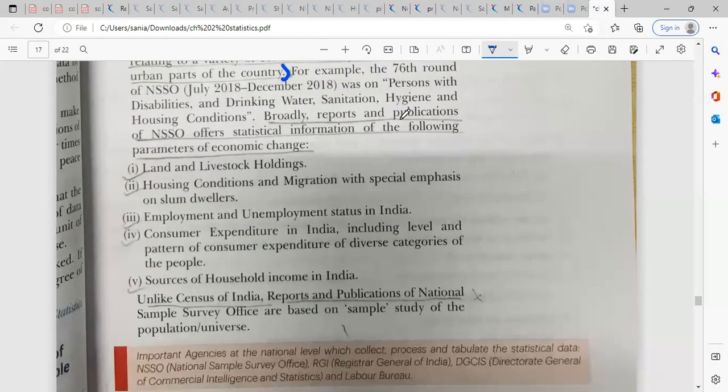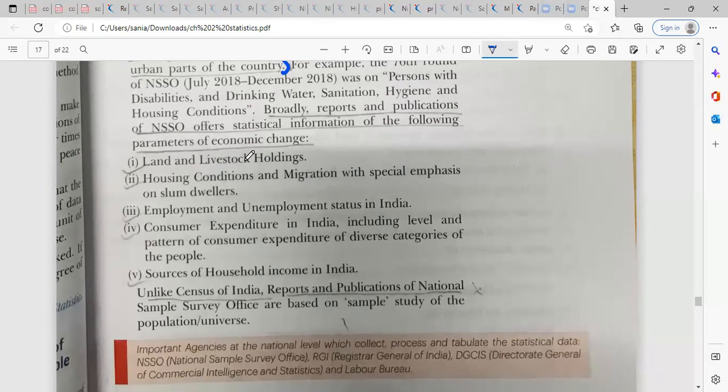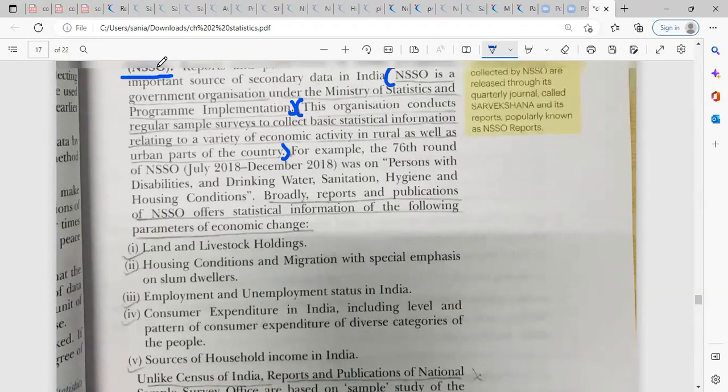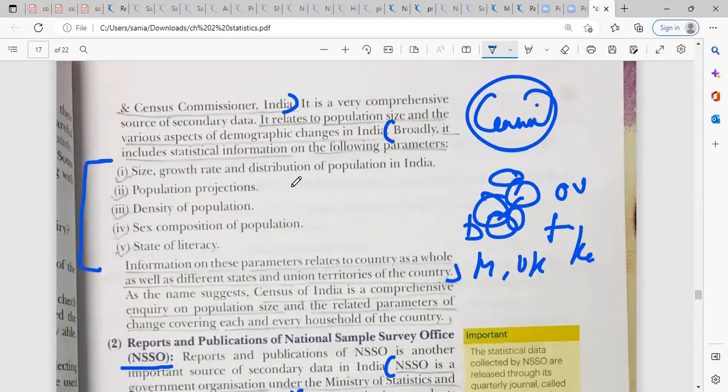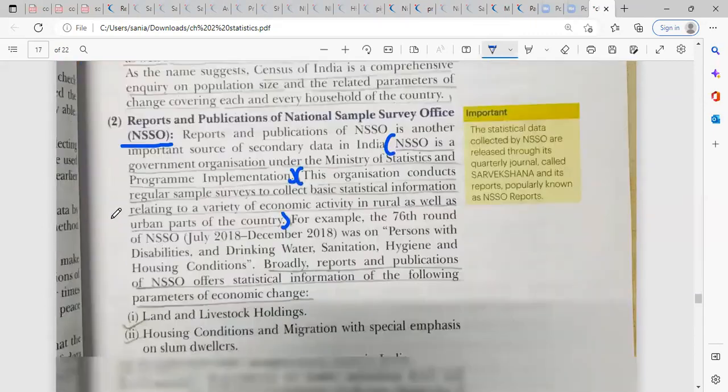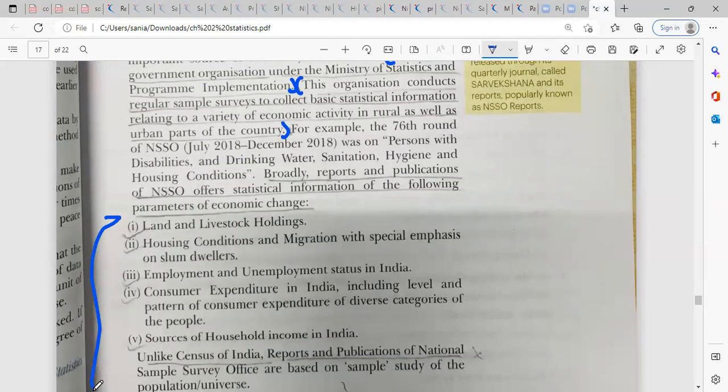Clear? Broadly, the reports and publications of NSSO give statistical information on the following. If you want a report on land and livestock holding, household conditions and migration with specific emphasis on slum dwellers, employment and unemployment status in India, consumer expenditure in India, including level and pattern of consumer expenditure of diverse categories of people, and sources of household income in India, you should go for this. But if you want to collect data related to population, population density, sex composition and all that, you should go to the Census of India, the census report. But if you want to collect data related to this, you should go for the NSSO report. Clear?